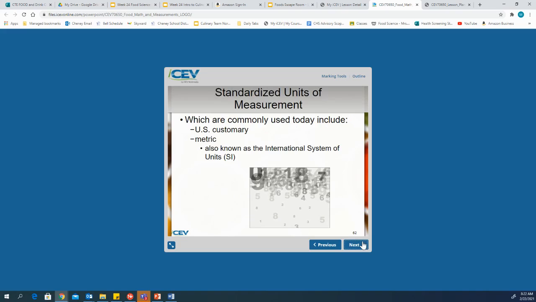There are a few different units of measurement that you're going to see when you are working in the food industry. The ones that are commonly used today are the U.S. customary ones. Those are the ones you probably have used to complete recipes at home. But there's also the metric system. The metric system is also known as the International System of Units, because pretty much the whole rest of the world uses the metric system except for us.